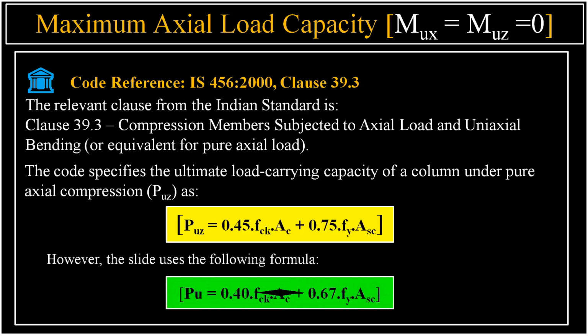Design capacity. However, in actual design, columns must always account for a small, unavoidable bending moment known as minimum eccentricity. Therefore, the maximum practical design load capacity, PU, is slightly reduced and uses the factors 0.40 for concrete and 0.67 for steel. This conservative formula ensures safety against slight imperfections in loading and construction.